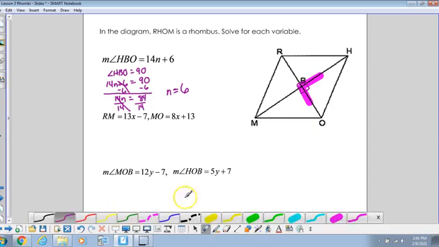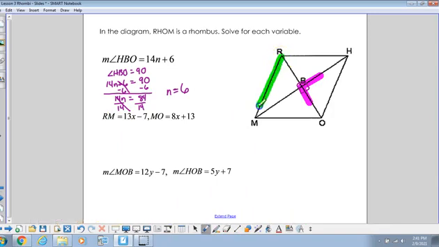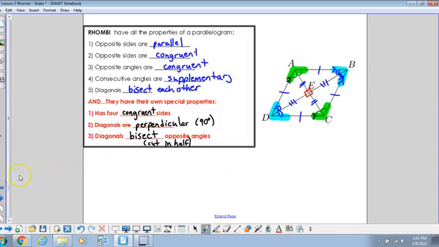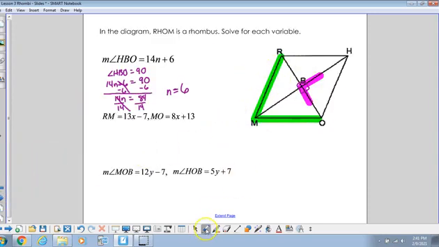Our second part of this problem, we have RM and MO. RM is a side of this rhombus, and MO is a side of this rhombus. And going back to our properties, we learned that a rhombus has 4 congruent sides. So all of these sides are congruent to each other. That means this, and this, and even this, and this would be equal to each other. So we know that RM is equal to MO. So we just write an equation that says that.